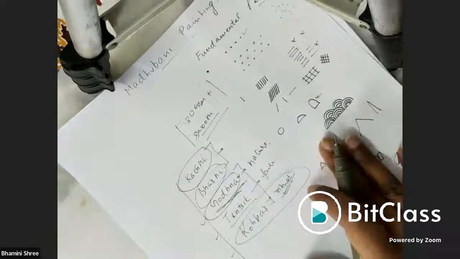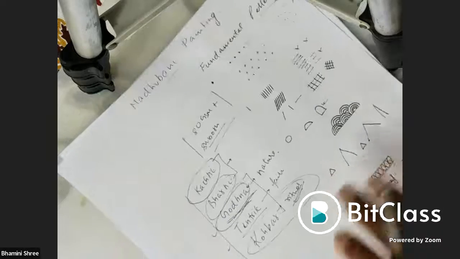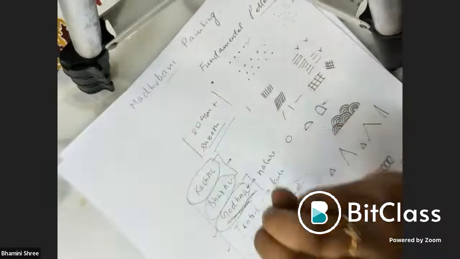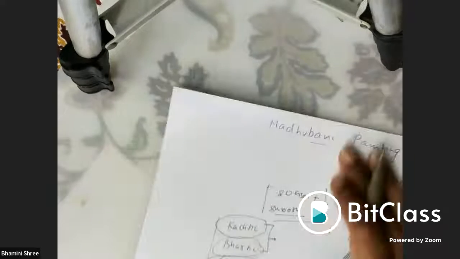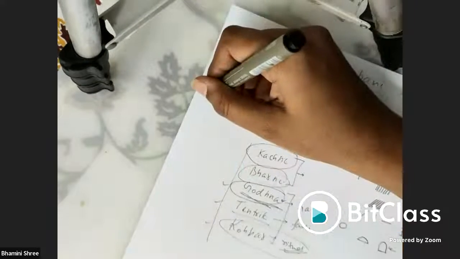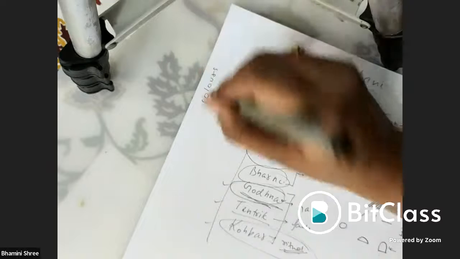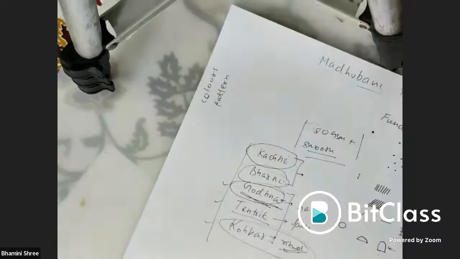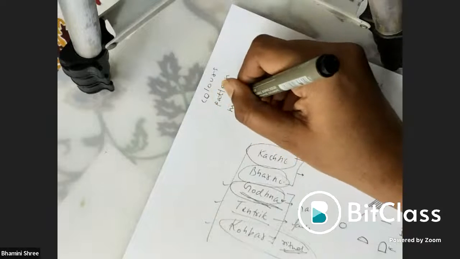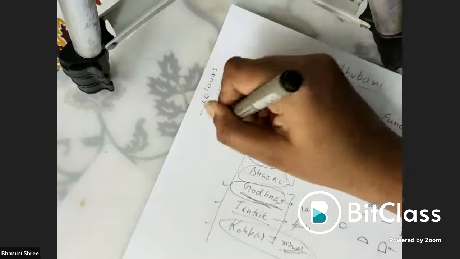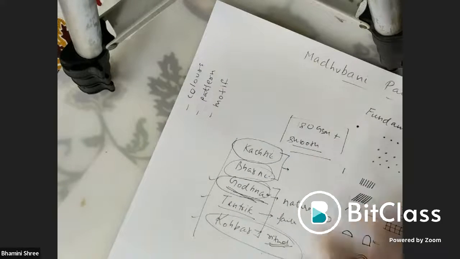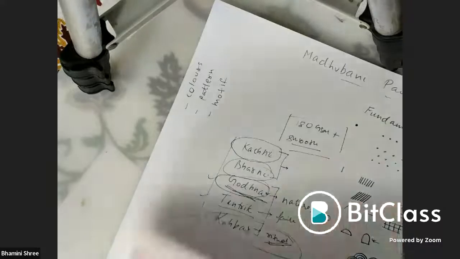Now, one thing that we should be aware of is that when you're making a Madhubani painting, there are three ways in which you fill the overall painting. By adding colors, by patterns, or by motif. So going back to this one, Kachni, Bharni, Godna, Tantric, and kohbar.